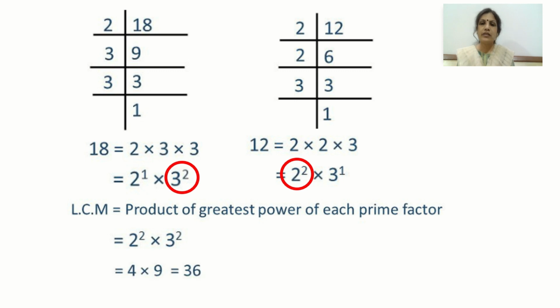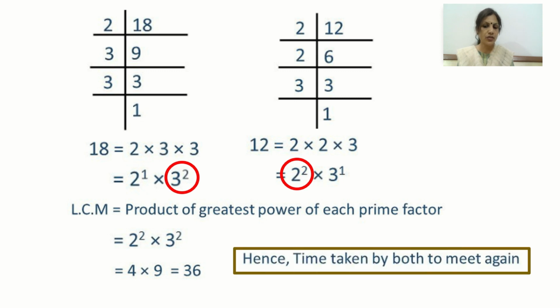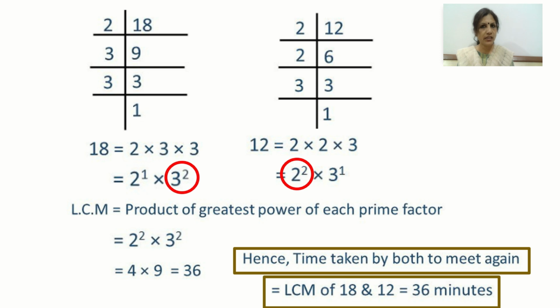And so the time taken by Ravi and Sonia to meet again is equal to the LCM of 18 and 12, which is 36 minutes. So this is how you have to solve the sum. They may change the numbers, like the 18 and 12 given here, and the same type of sum they may give you for the exam.